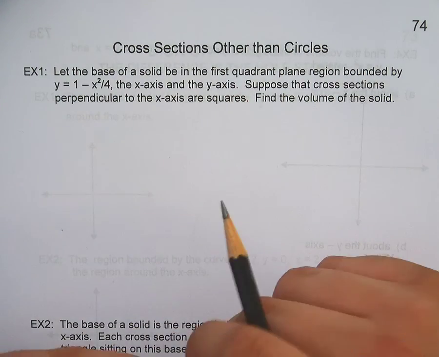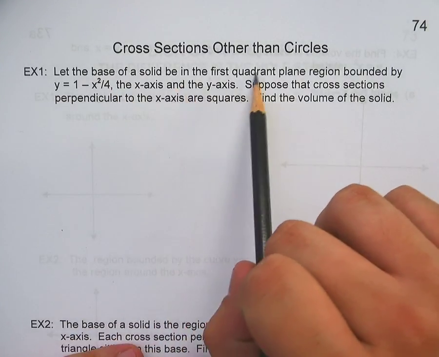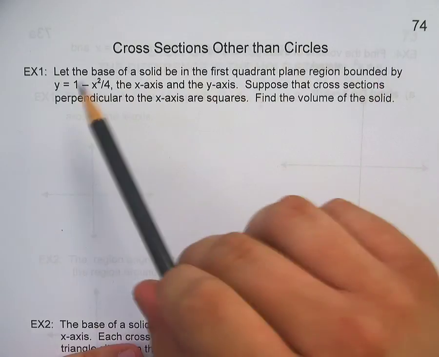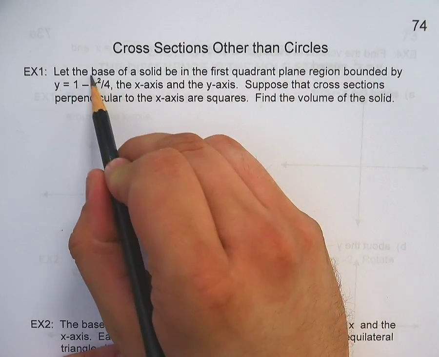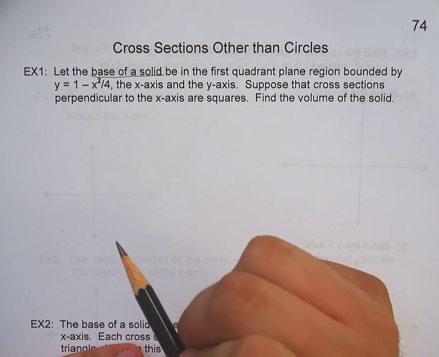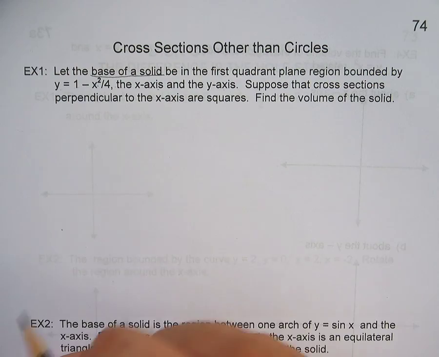Anyway, example number 1. It says, let the base of a solid be in the first quadrant plane region bounded by y equals 1 minus x squared over 4. Now the key to this are the first few words, the base of a solid. It's bounded by the x-axis, the y-axis in this graph.